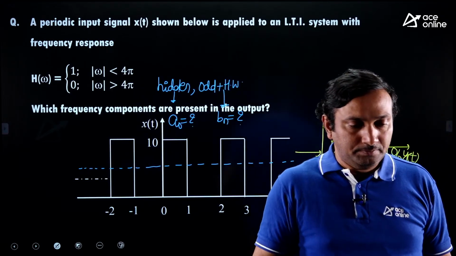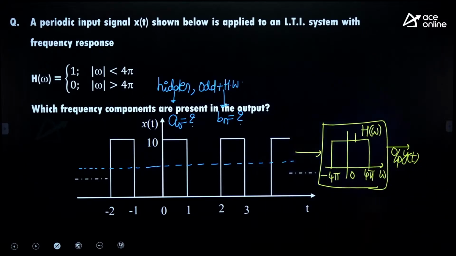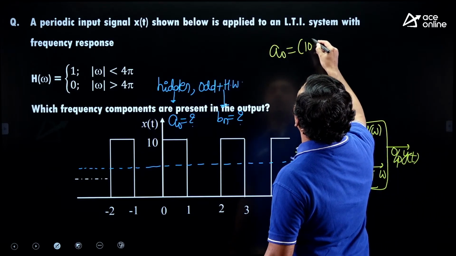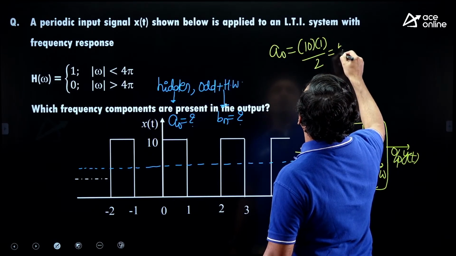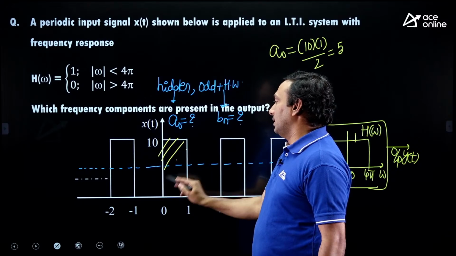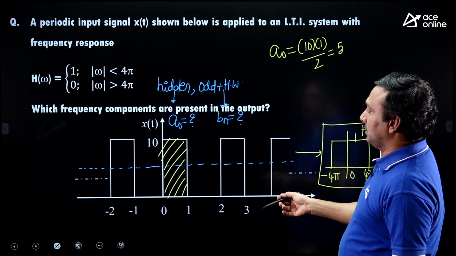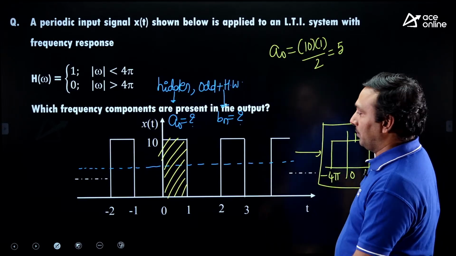Come on, make a try. I am giving some time for you. I am expecting an answer from you. What is that A0 value? Very simple. Area of the signal over one period by fundamental period. A0 is simply 5. Similarly, try to get Bn. So I am moving to the next slide.